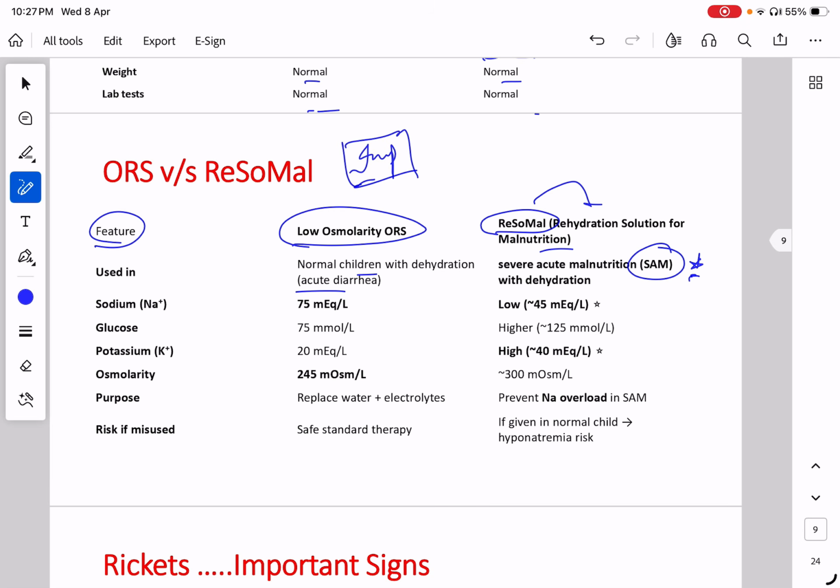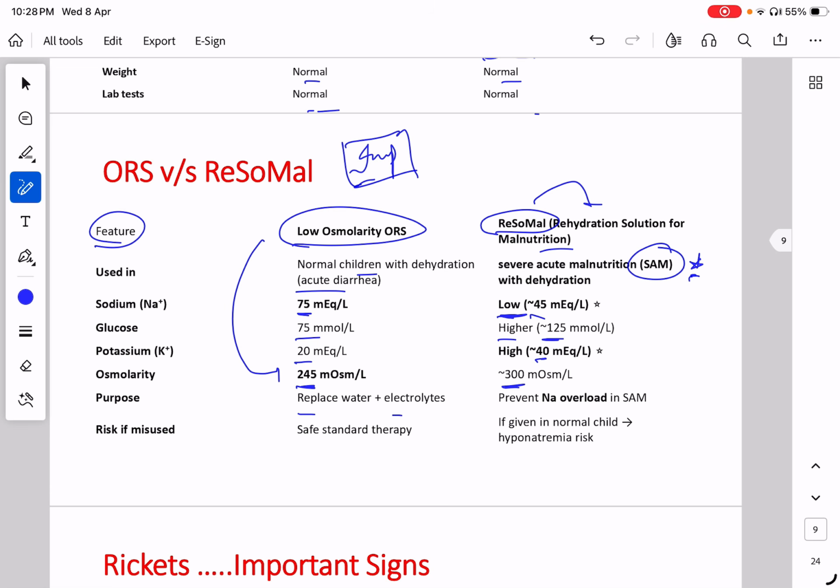While it is asked in exams, sometimes we get confused with these values. So sodium in low osmolarity ORS is 75 milligram per liter, and in ReSoMal it is 45 milligram per liter. Glucose is 75, and higher glucose is taken in ReSoMal, 125. Potassium is 20, with high potassium in ReSoMal, 40. Osmolarity is low in ORS, 245 milliosmol per liter, while it is around 300 milliosmol per liter in ReSoMal. And what is the purpose?